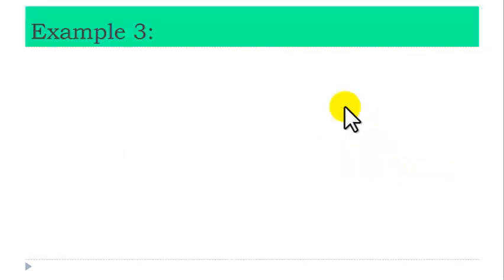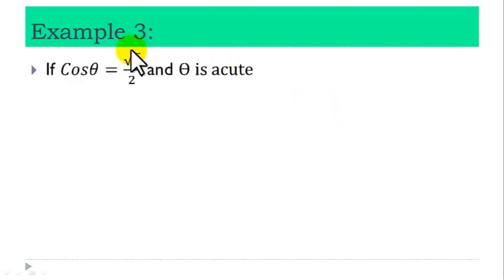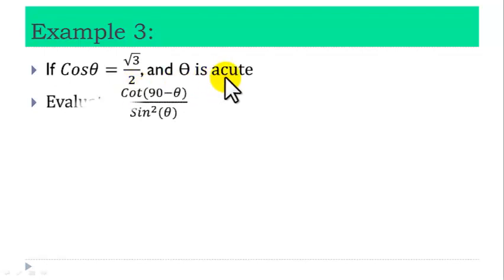Example 3. If cos theta is equal to root 3 all over 2 and theta is acute, evaluate cot 90 minus theta divided by sin squared theta. Solution.